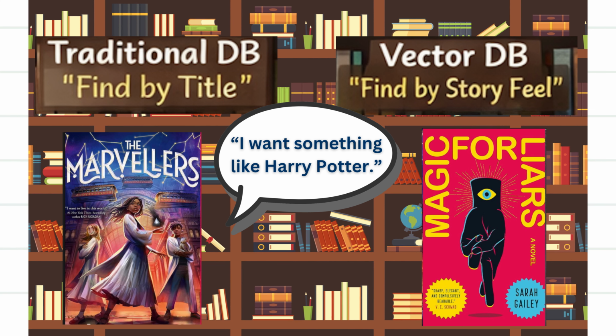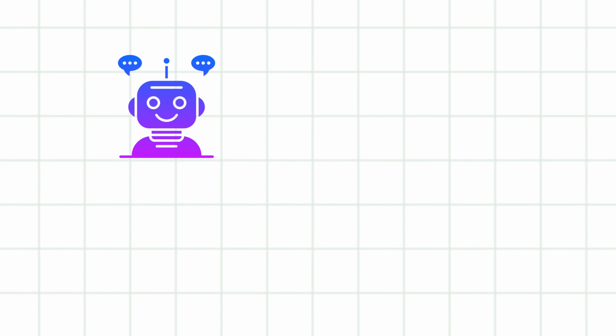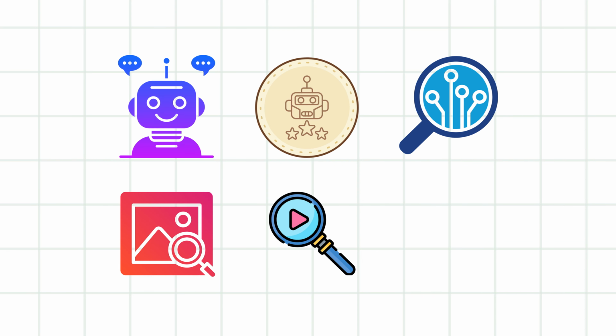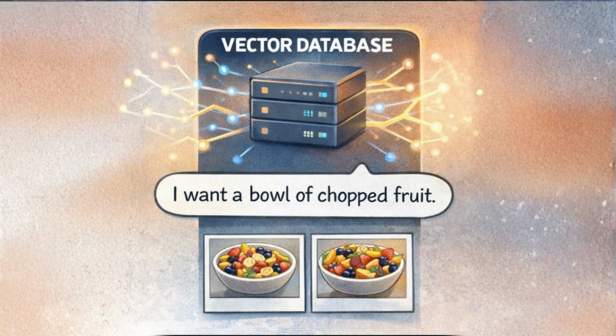That's why vector databases are used in chatbots, recommendation systems, semantic search, image and video search, and AI agents with RAG systems. In one line, a vector database helps computers search by meaning, not exact words.